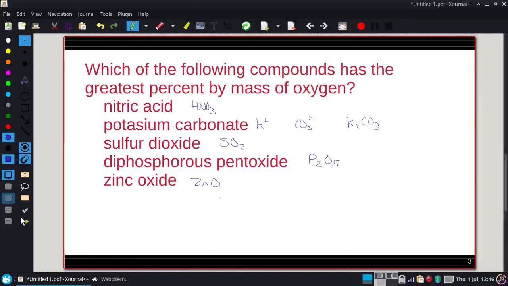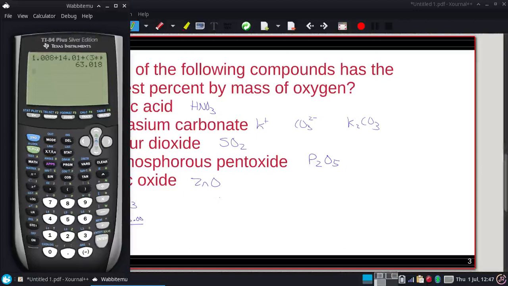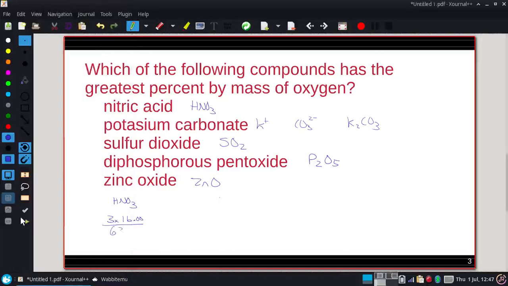I'm going to set it up like a nice little table. For our HNO3 here, we're going to have 3 times the mass of the oxygen. Then we have to figure out the molecular weight for the HNO3. So we have 1 H, 1.008, and 1 nitrogen, 14.01, and then our 3 oxygens. I'm getting those right off the periodic table: 63.02 grams.